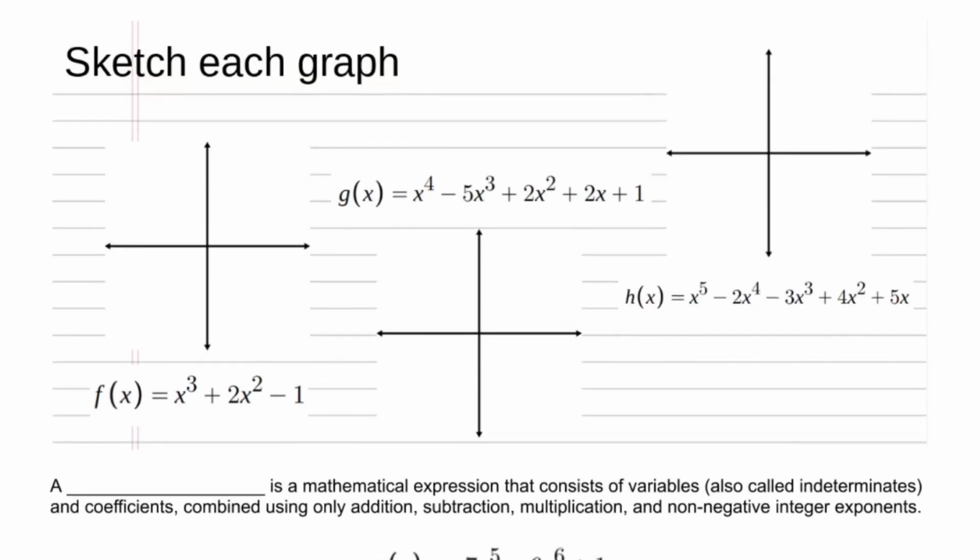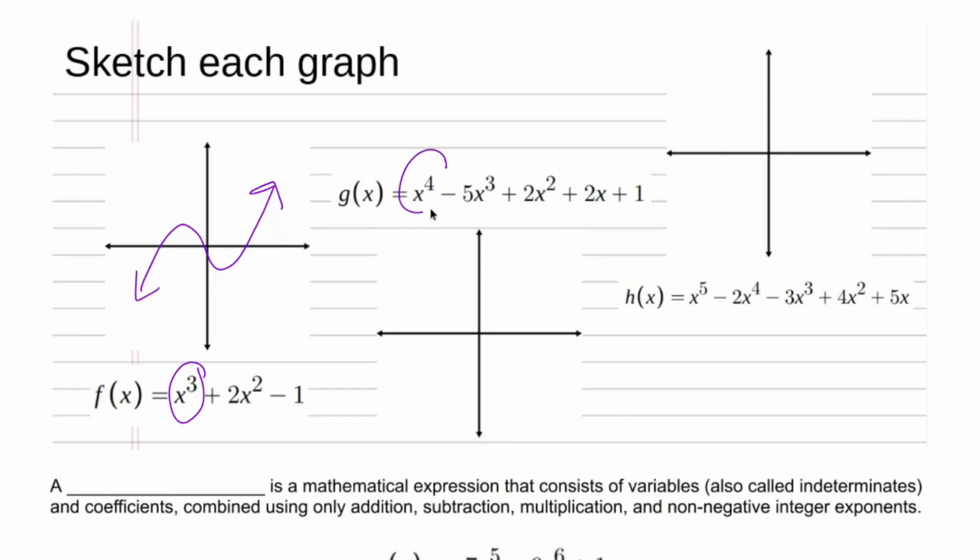Well, let's sketch each graph. Listen, I'm not looking for perfection here. I'm not looking for so much accuracy. What I want to do is take a look at this and realize that this is a cubic function with a positive leading coefficient. So it's going to look like this. Okay, am I right at all on my axes? Probably not, but that's not the goal here.